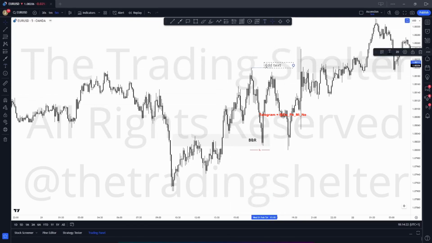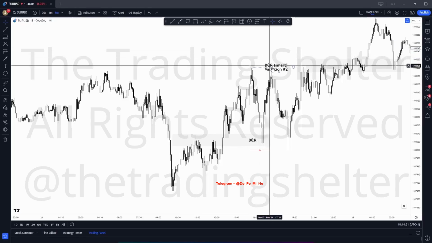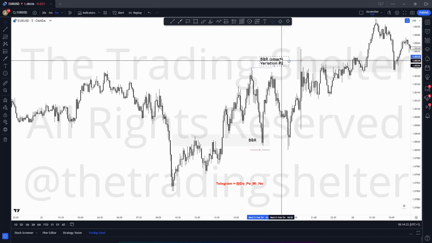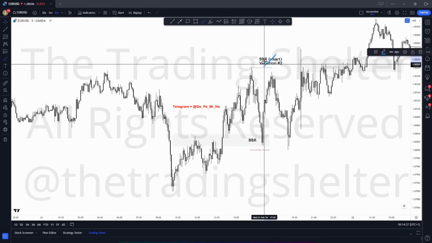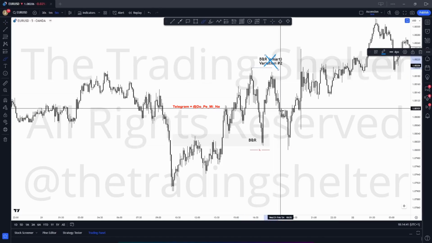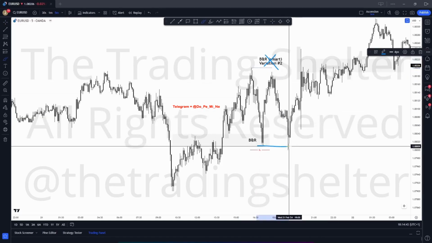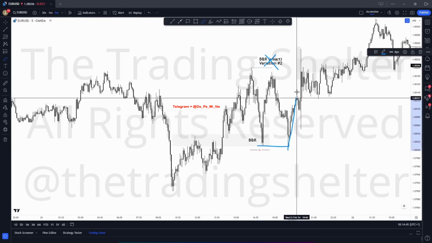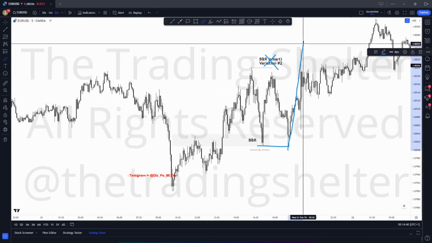So the smart break and retest traders, variation 2, didn't enter because price didn't do a new high. So these guys are not in. But these guys, the aggressive ones, got terminated perfectly. And then price continues, right?